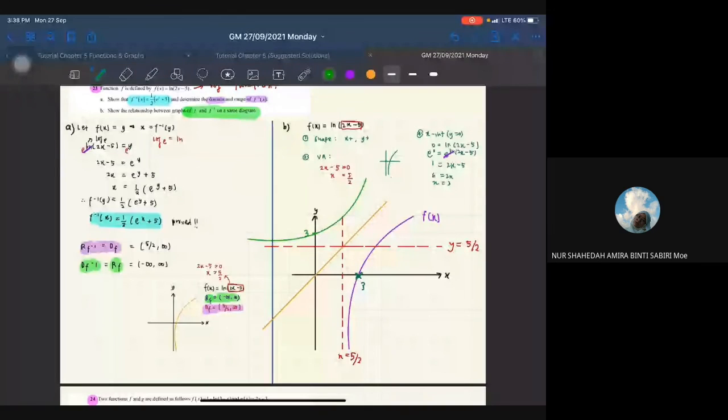Okay, boleh nampak tak dia punya reflection tu? Can you see it? Boleh? Clear ke everyone? Boleh nampak tak macam mana dia reflect ke arah y equal to x tu? Okay, so settle this part.